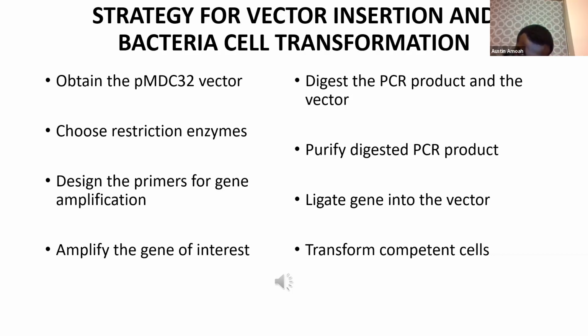The next step is to ligate the gene into the vector. So we perform a ligation reaction to insert the purified PCR product into the linearized PMDC32 vector and use DNA ligase to covalently join the ends of the vector and the insert. The next step here in our slide is to transform competent cells. So we transform chemically competent Agrobacterium tumefaciens cells with the ligated plasmid and plate the transformed cells on selective agar containing hygromycin and kanamycin, because these are selection markers present in our vector PMDC32.